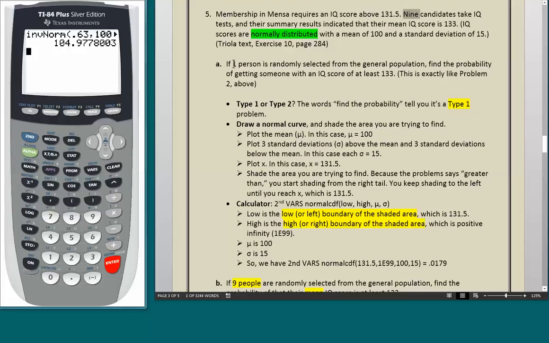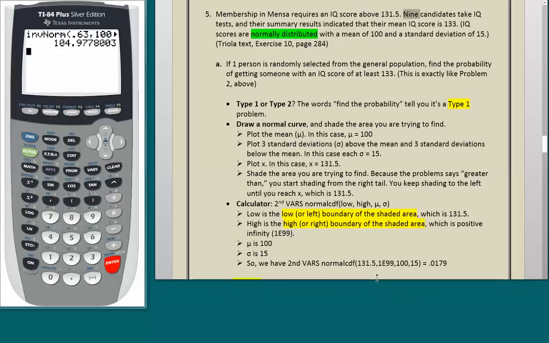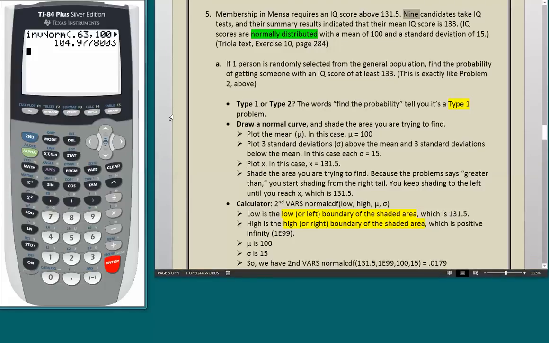Here's the first question. If one person is randomly selected from the general population, find the probability of getting someone with an IQ score of at least 133. This is exactly like problem 2 above, so I'm going to go through it quite quickly. Let's first of all, we know that it is a type 1 problem because it says find the probability.